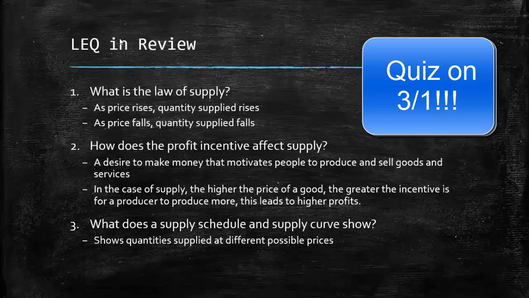So here's our LEQ in review. What is the law of supply? As price rises, quantity supplied rises. As price falls, quantity supplied falls. Now the profit incentive is why the law of supply works. The profit incentive is a desire to make money that motivates people to produce and sell goods and services. In the case of supply, the more profit we can make from the sale of a good or service, the more willing and able we are to increase the quantity supplied of that product. And I finally showed you guys what a supply curve and a supply schedule shows, and that simply shows the quantity supplied at different possible prices.